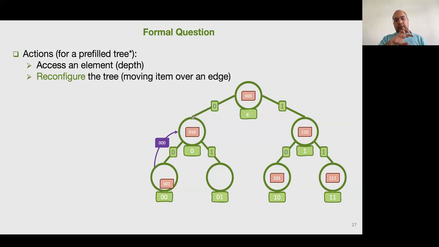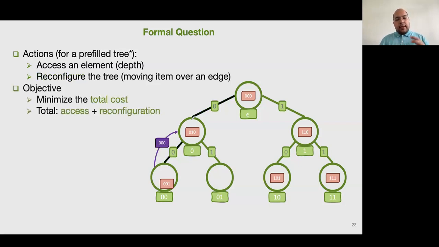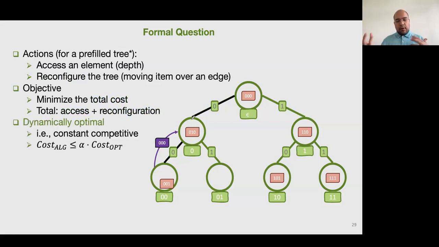The way that we define reconfiguration is a bit different from other traditional self-adjusting binary search trees. And the measure that we want to minimize is the total cost, the access cost plus the reconfiguration cost. Our goal is to achieve dynamic optimality. It means that the cost of our algorithm would be only a constant away from the cost of the optimal offline algorithm.